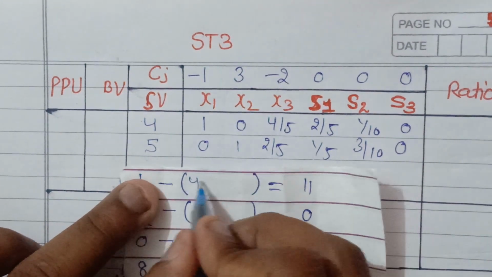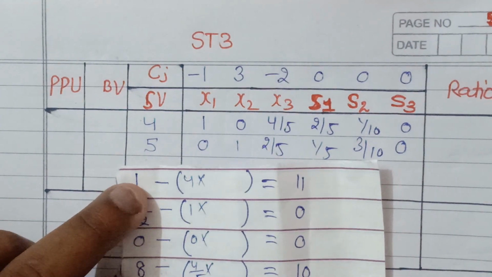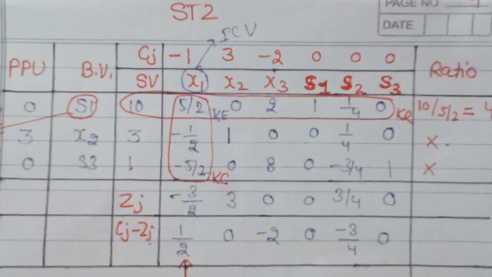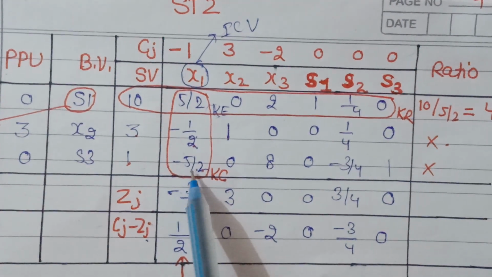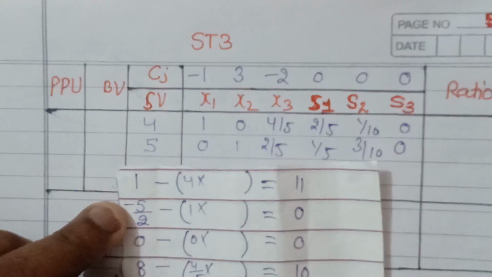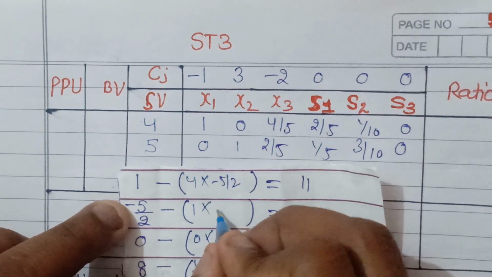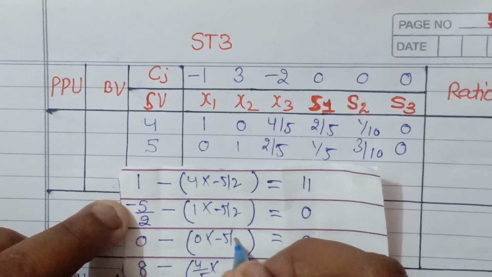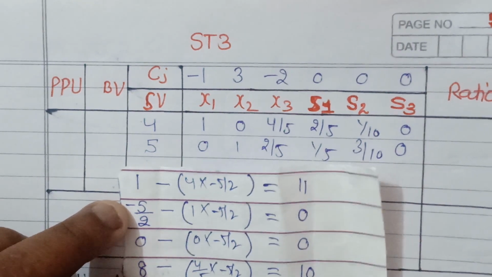Okay, now we have to multiply all these values with the element which we have to make 0. So in this table you will see that now this minus 5 by 2 has to be made a 0. So we will multiply all those values with this minus 5 by 2. Let us multiply this value with minus 5 by 2, again minus 5 by 2, and so on for each value.